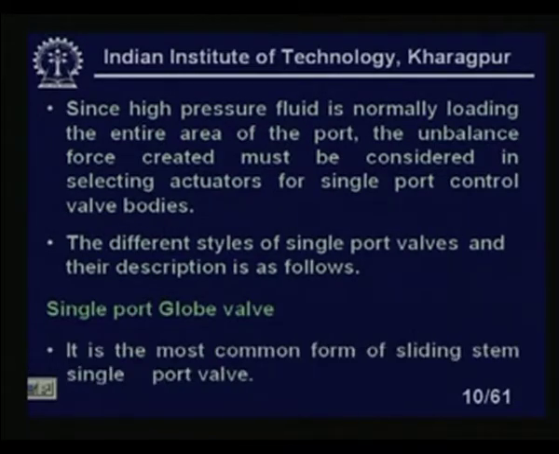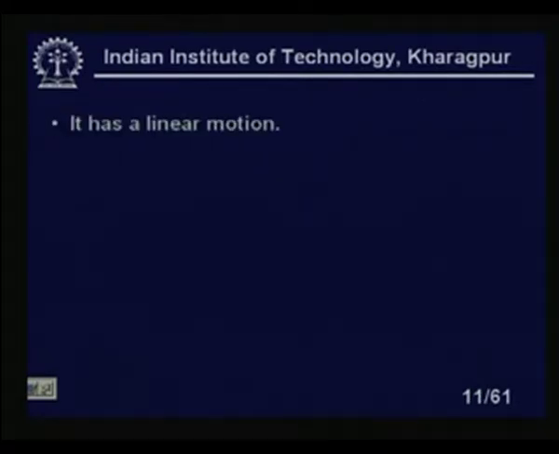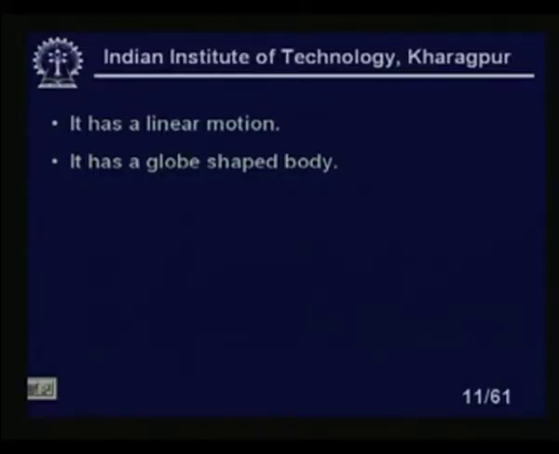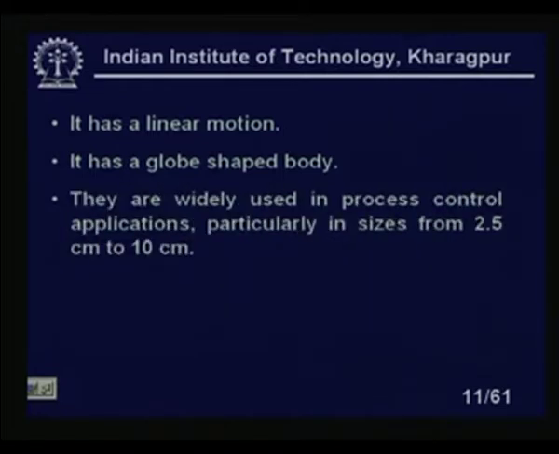Single port globe valve is the most common form of sliding stem single port valve. It has a linear motion and a globe shaped body. The inside shape of the valve body is globe shaped, and that is the reason we call it globe. They are widely used in process control applications, particularly in sizes of 2.5 centimeter to 10 centimeter. That means 1 inch to 4 inch sizes.